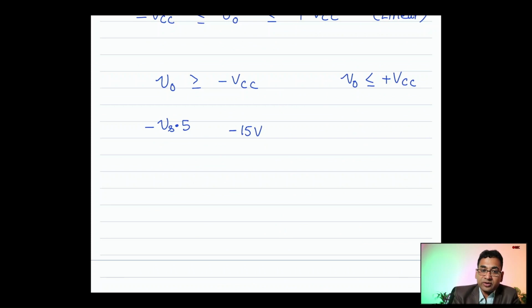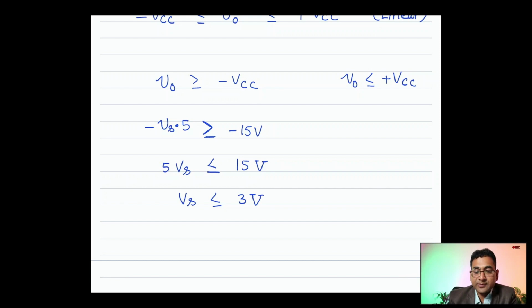You want to make sure that negative Vs times 5 is greater than or equals to negative 15. So if you multiply by negative 1 on both sides, 5 times Vs should be less than or equals to 15 volts. This inequality is flipped because you multiplied by a negative 1. Therefore, Vs should be less than or equals to 3 volts.